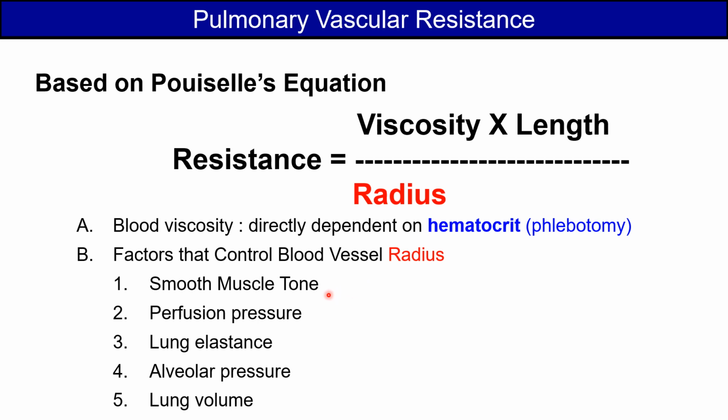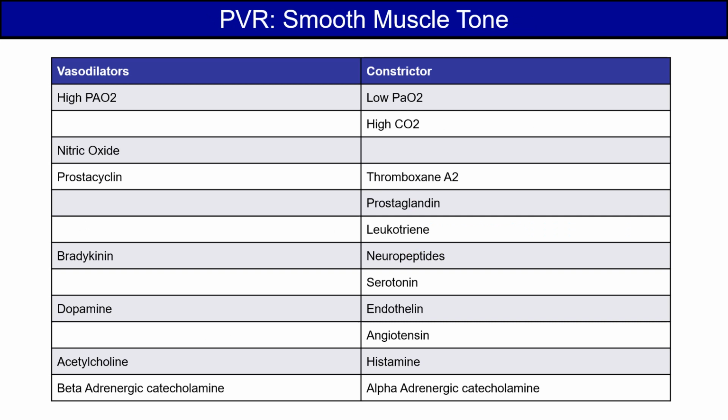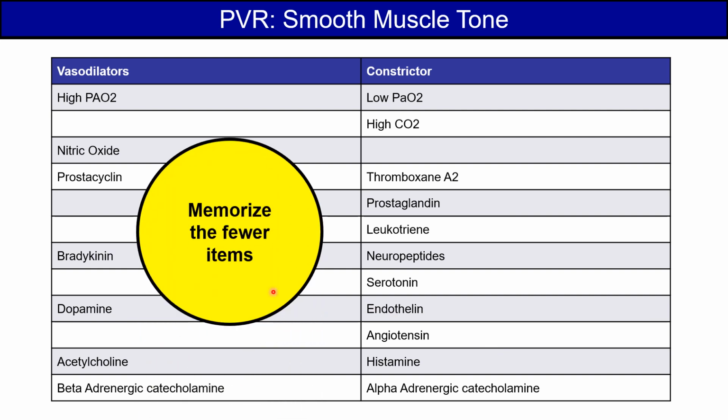These are the smooth muscle tone, perfusion pressure, lung elastance, alveolar pressure, and lung volume, which interact with each other. Listed here are substances which dilate the pulmonary blood vessels and which constrict the pulmonary blood vessels. You're supposed to memorize this for the board exam. And how are you going to memorize it? You just memorize the dilators. If it is not among the dilators, then it is a constrictor.